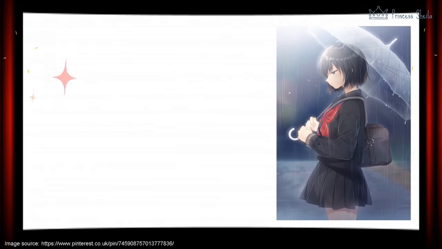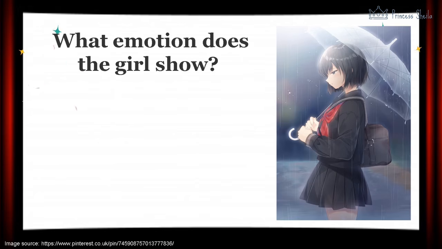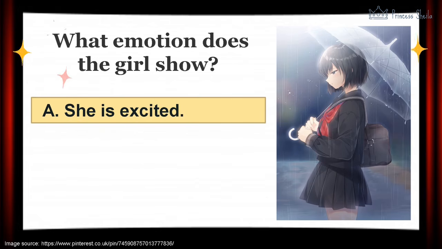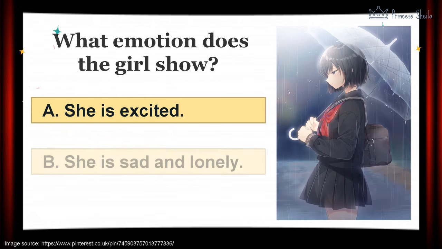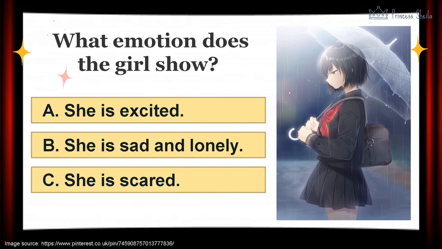Number 3. Her eyelids are lowered, and it seems like she is lost in thought. What emotion does the girl show? A. She is excited. B. She is sad and lonely. C. She is scared.